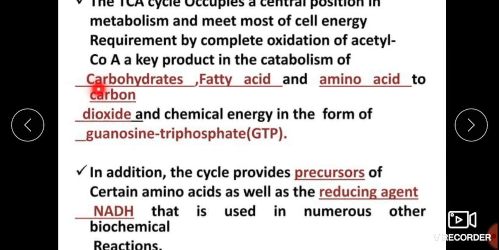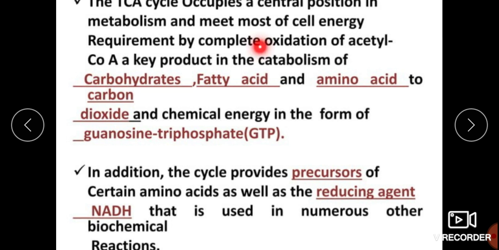In the TCA cycle, there is a complete oxidation of acetyl coenzyme A. The pyruvic acid is the last product in glycolysis, and the pyruvic acid gets converted into acetyl coenzyme A, and from that acetyl coenzyme A the cycle proceeds.